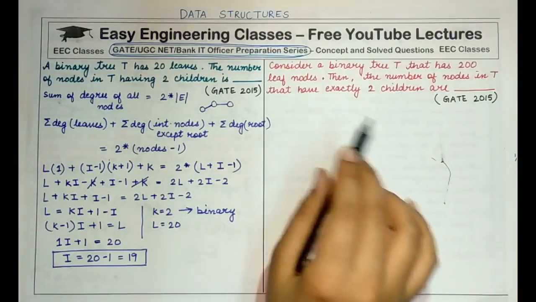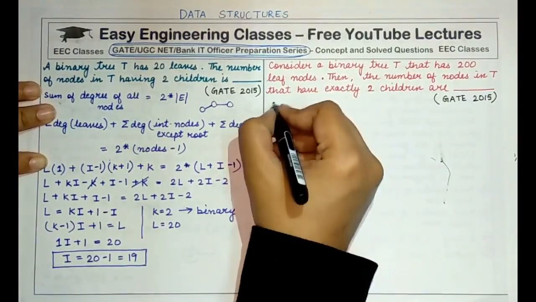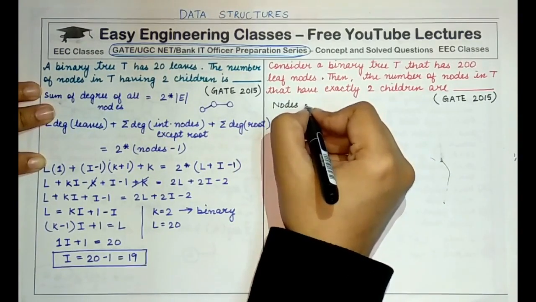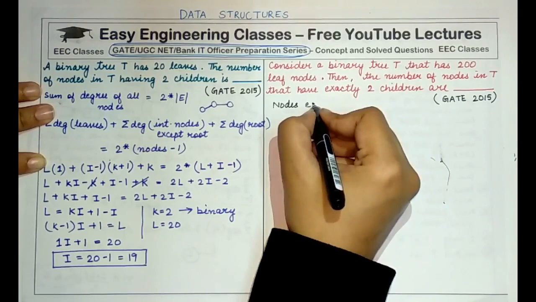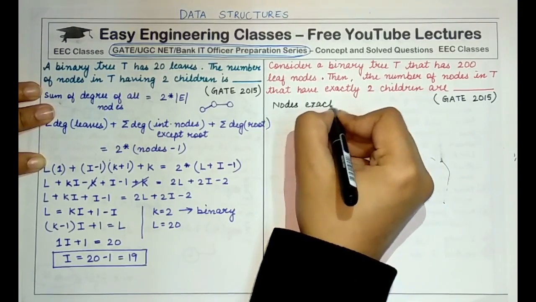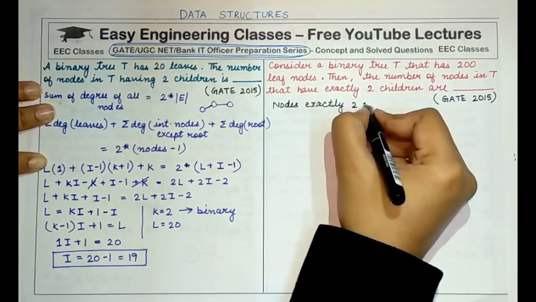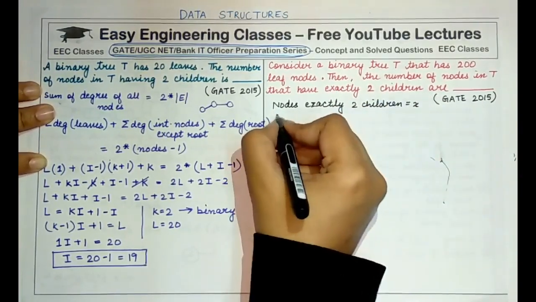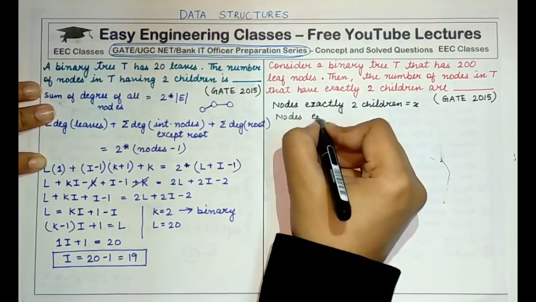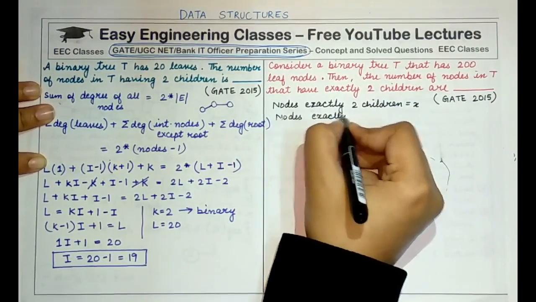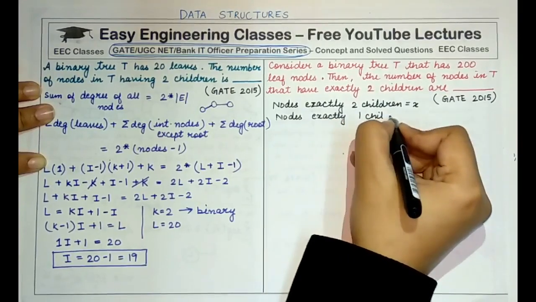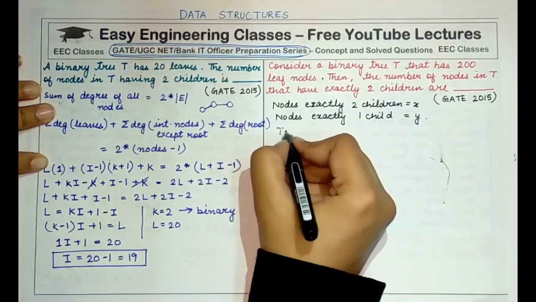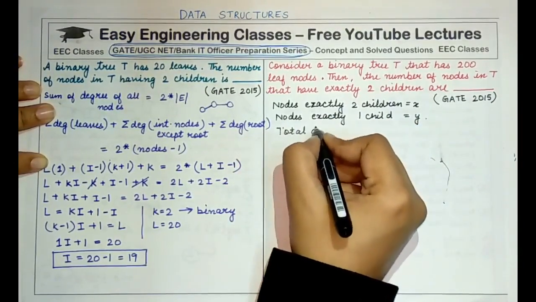So in this question, let's assume that nodes with exactly 2 children, I'm taking the number of such nodes as x, then nodes with exactly one child, I'm taking the number of such nodes as y. Now what would be the total degree? The total degree would be the degree of the leaves.